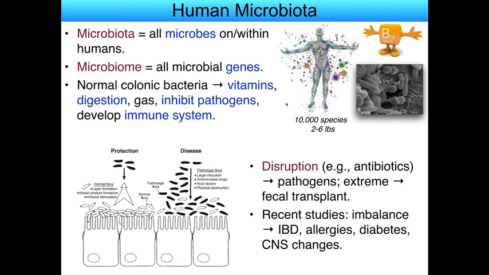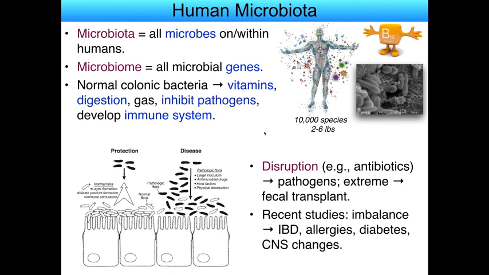So for example, normal colonic bacteria produce vitamins. They aid in digestion. Negatively, they do produce flatus. But on the positive side, they elbow pathogens out of the way, and they help develop our immune system. Now, over recent years, we've learned that disruption of the colonic bacteria, for example with antibiotics, can actually allow pathogens to grow.